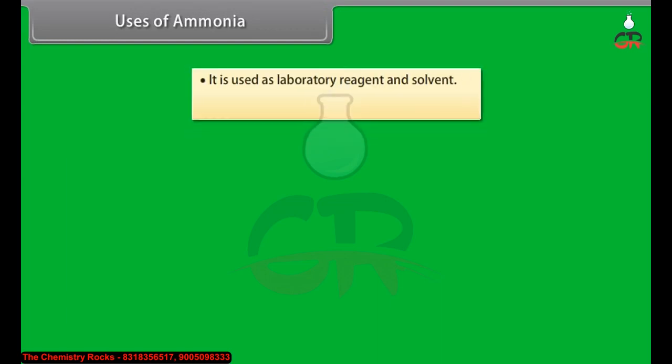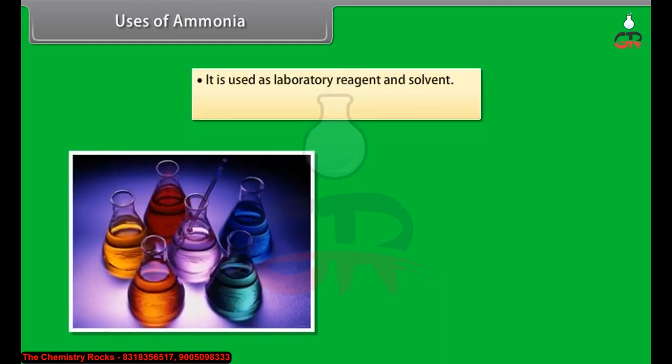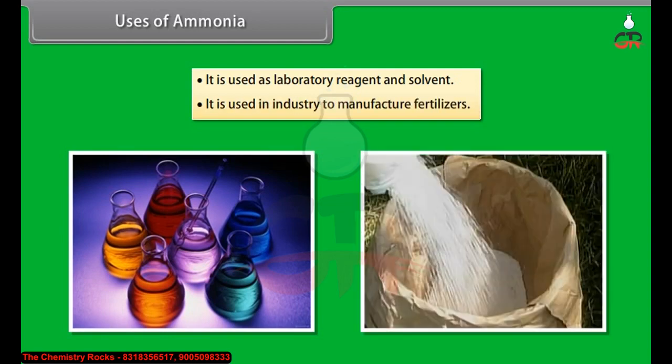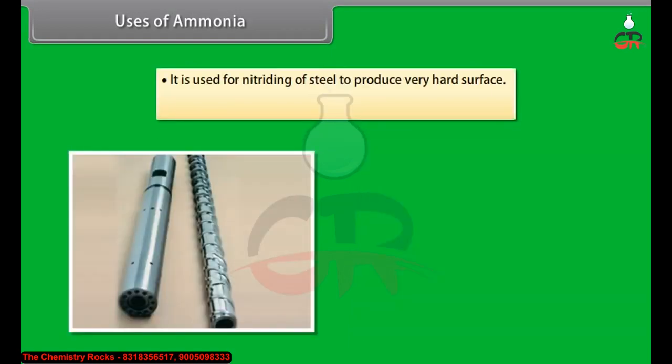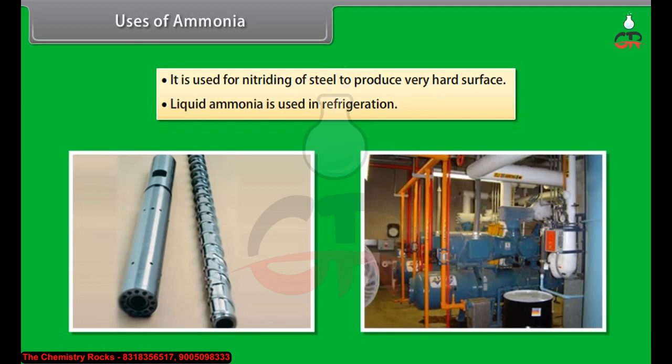It is used as a laboratory reagent and solvent. It is used in industry to manufacture fertilizers. It is used for nitriding of steel to produce a very hard surface. Liquid ammonia is used in refrigeration.